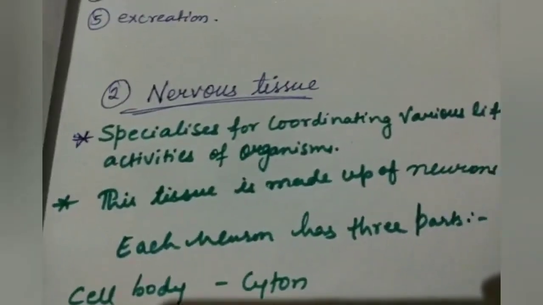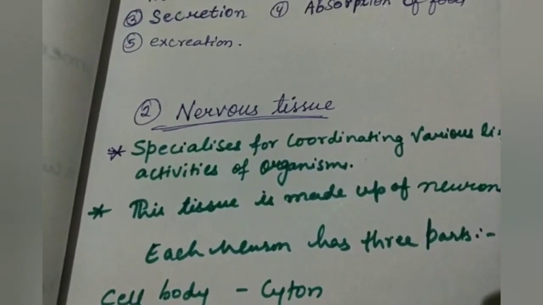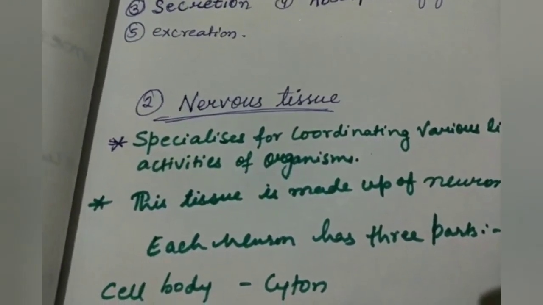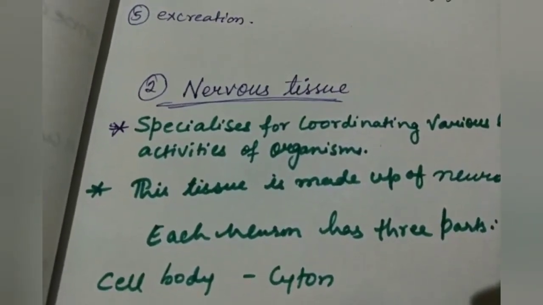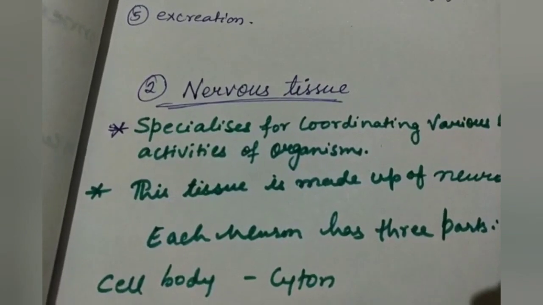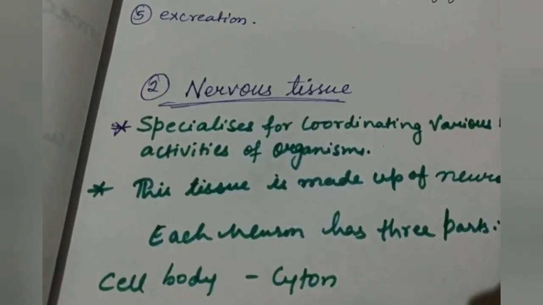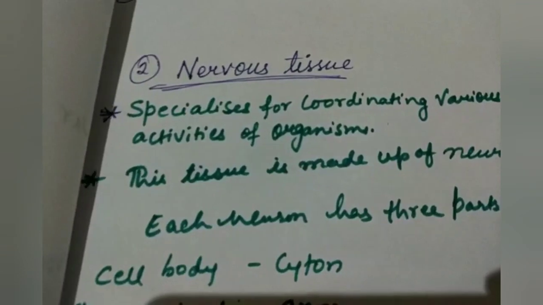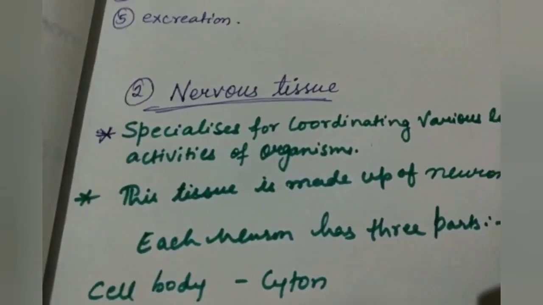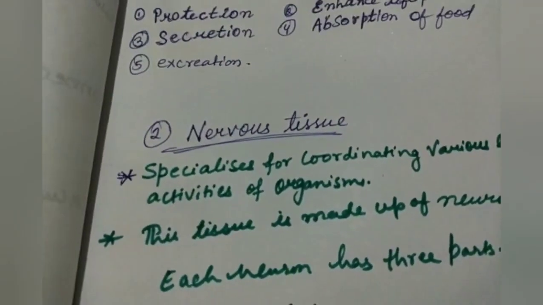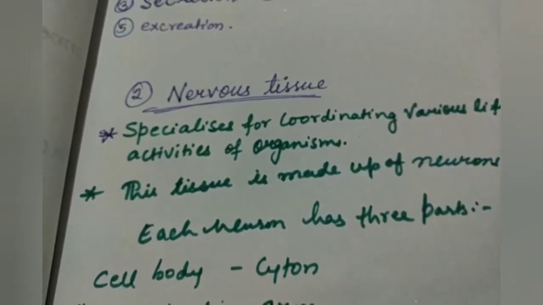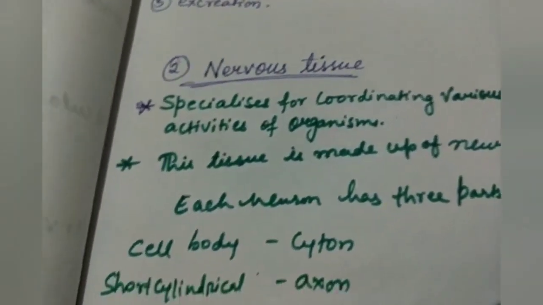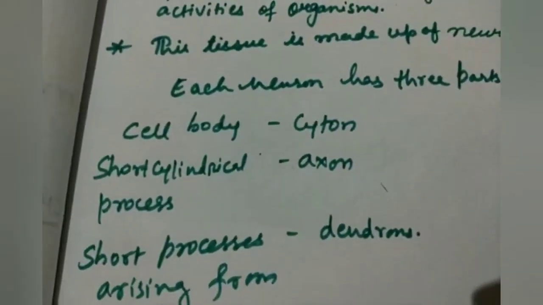Now let's see the second type of tissue, the nervous tissue. As the name suggests, nervous tissue constitutes the nervous system. So this system controls and coordinates all the body functions. The nervous tissue is made up of specialized cells called neurons. Each neuron's body part is divided into three: cyton, axon and dendron.